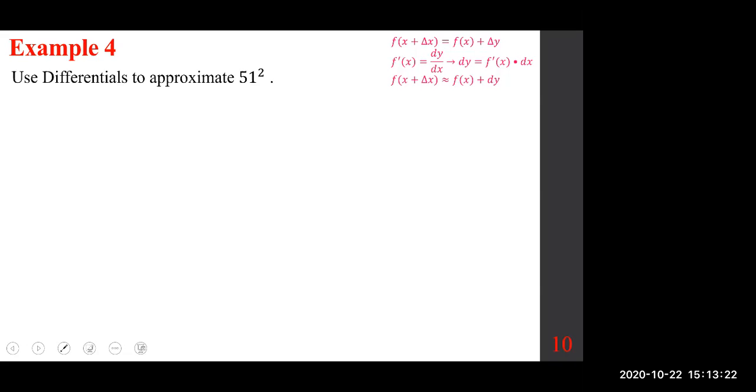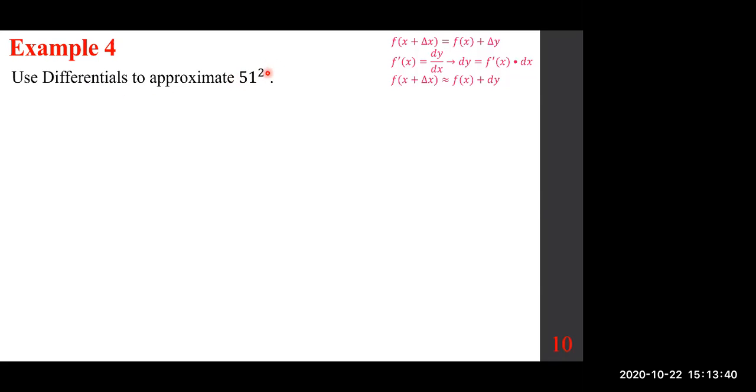Everybody knows that. You can do, for example, algebra: 50 plus 1 squared. 50 squared is 2,500. 2 times 50 times 1 is 100, makes it 2,600. And then 1 squared is 1, so 2,601. That's a precise answer. But when we say approximation, we need two things.